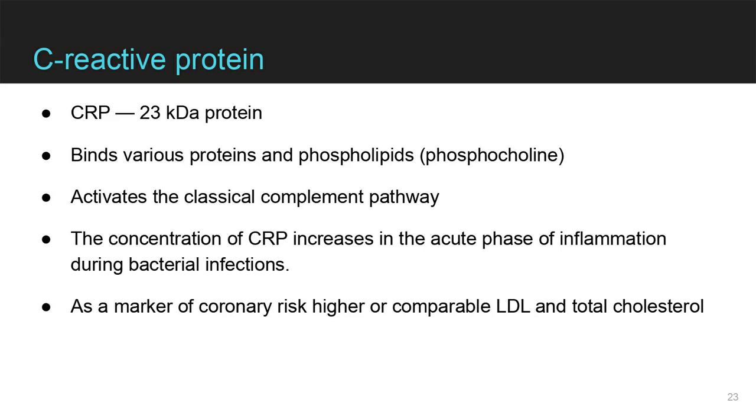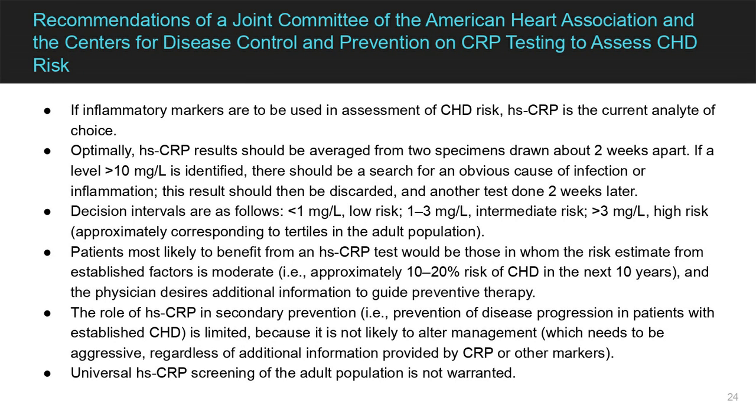The next part is the markers of coronary risk and heart failure. The first is C-reactive protein. C-reactive protein is a small protein that can interact with phospholipids and activates the classical complement pathway, which damages bacterial cells. Concentration of C-reactive protein is increased in case of any type of inflammation, bacterial or sometimes non-bacterial. We can use this chemical test as a marker of coronary risk, with a result compared with the concentration of low density lipoproteins and total cholesterol. But we can use this test only when we exclude different types of infections.